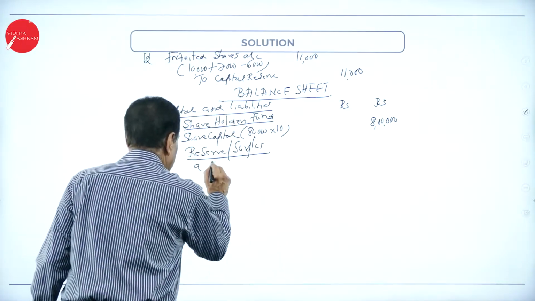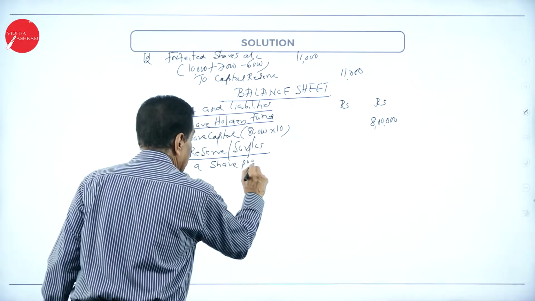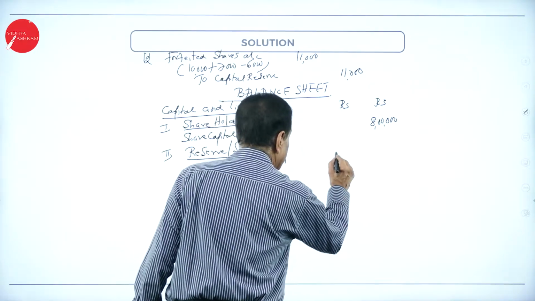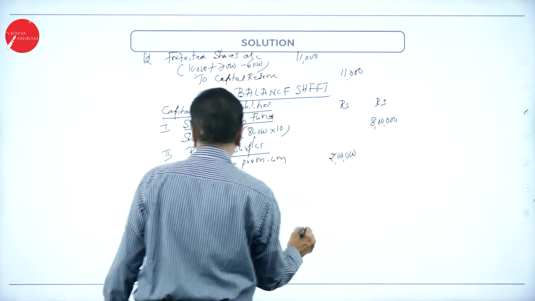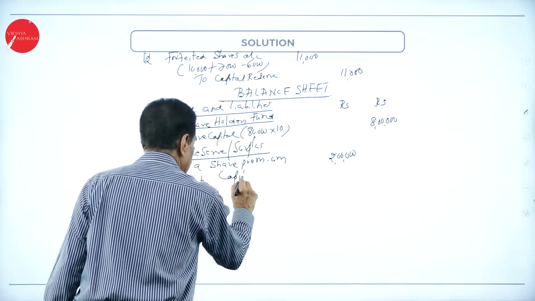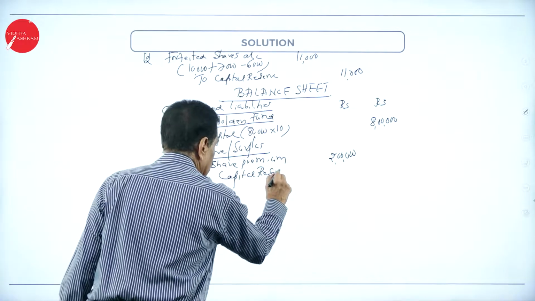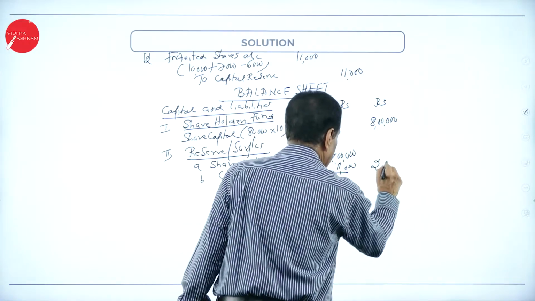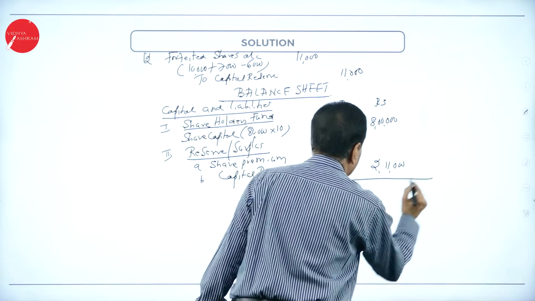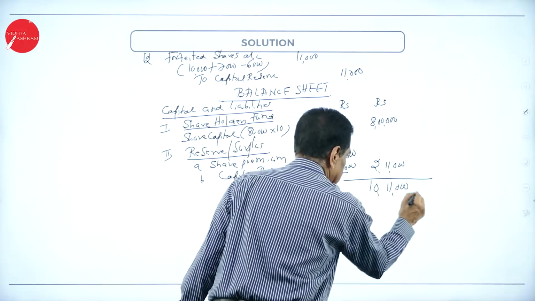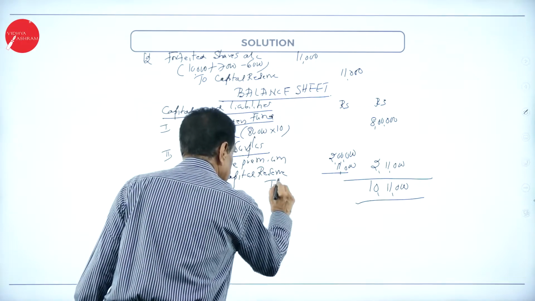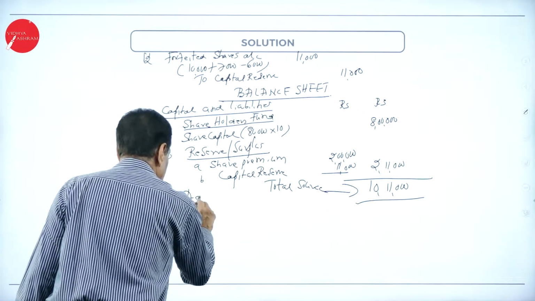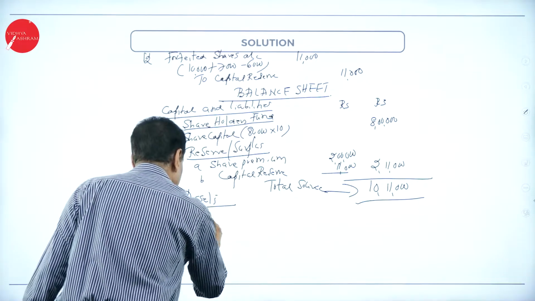A, share premium on allotment is there. What's your share premium? 2 lakh. Share premium, first column 2 lakh. B, capital reserve. Your capital reserve is 11,000. This is 2 lakh 11,000. Add 8 lakh, 10 lakh 11,000. Total source. Assets. Cash at bank.